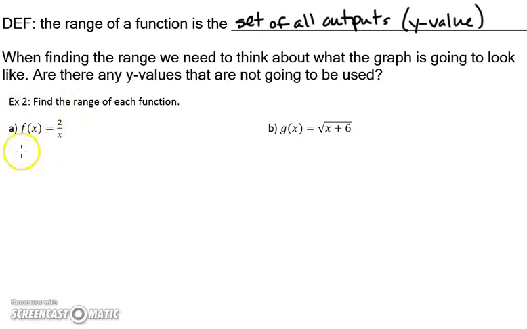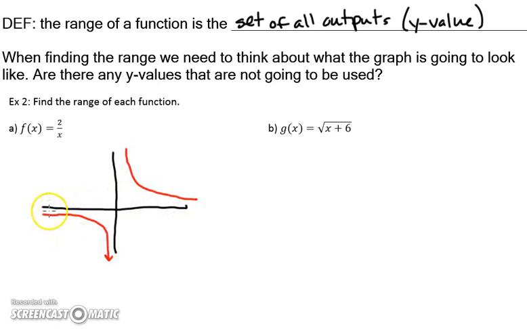So if you were to graph this, it's going to look something like this. It's just a sketch. It's not going to be exact, but it's going to look like that. And if you were to graph the other one, it would look something like this.